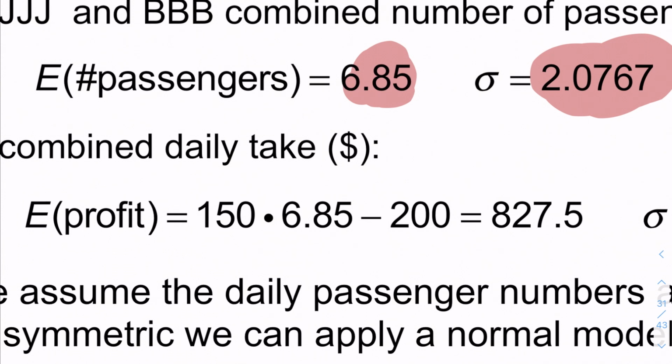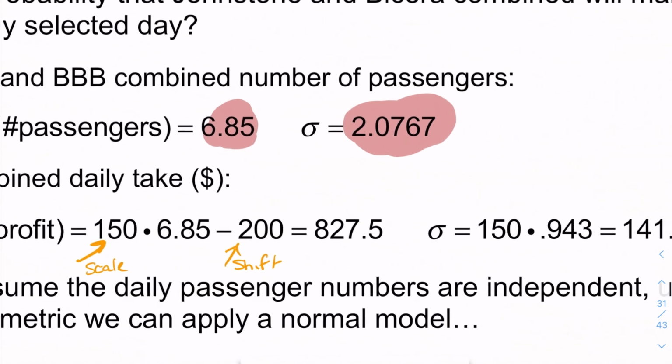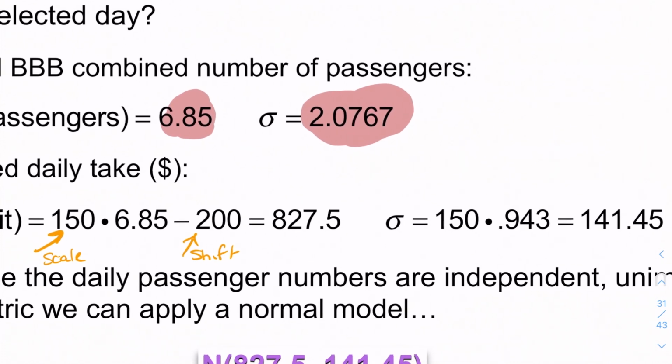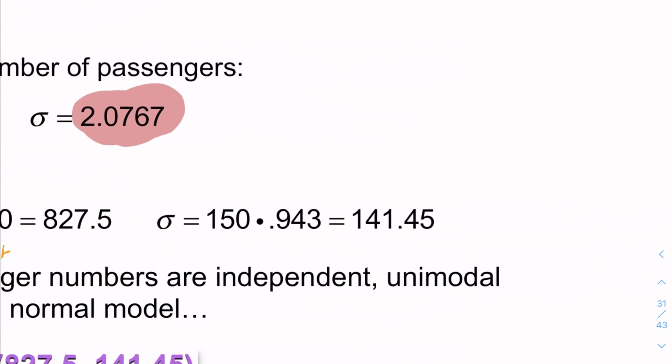We know that the expected value is going to be $150 times 6.875 minus the cost. This is a scale and this is a shift. The mean gets both of them. And we'll end up with $827.50. Our standard deviation, however, only gets, think standard deviation is the spread, only gets a scalar.